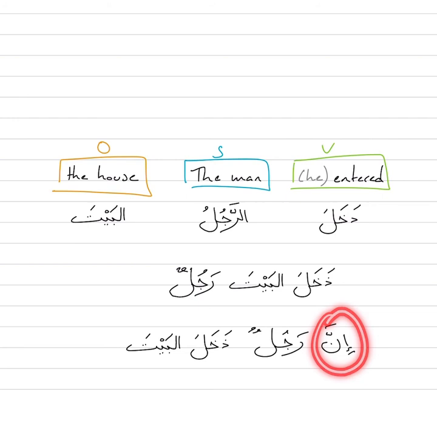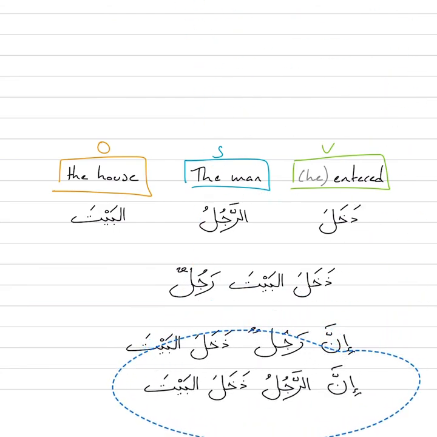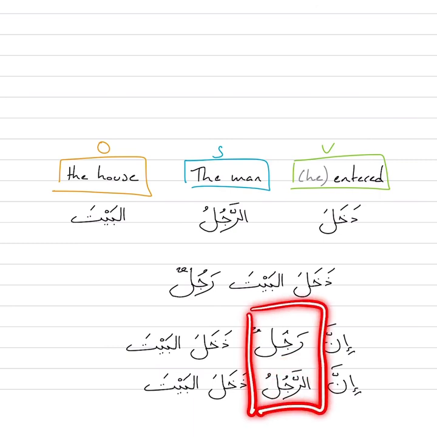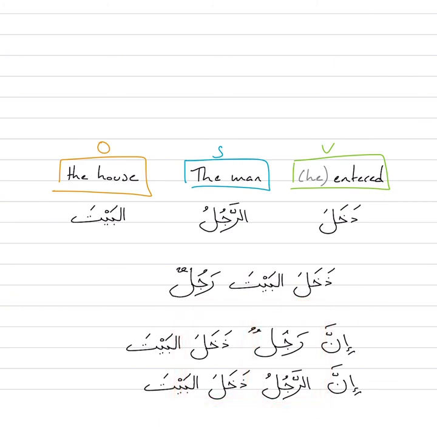Inna can also drag subjects to the front if the subject is definite as well, yeah? So all that's happened is this subject is indefinite and this subject is definite. And we've brought these subjects in front of the verb because the innas drag them forward, yeah?